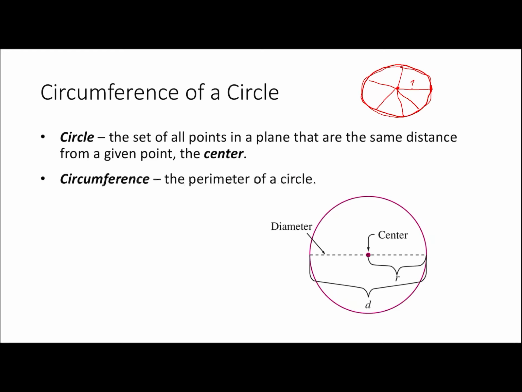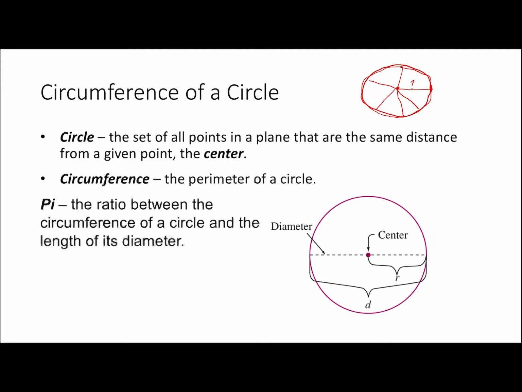Now, the circumference is basically the perimeter of the circle. It's the length of that circle all the way around it. Okay, again, we talked about the perimeter being the measurement of the outside edge. Again, think about it like a fence. Well, if you had a circular fence, how long is that fence? Okay, that's what we're wanting to know. And so to find the circumference, we're going to have to use a value of pi.